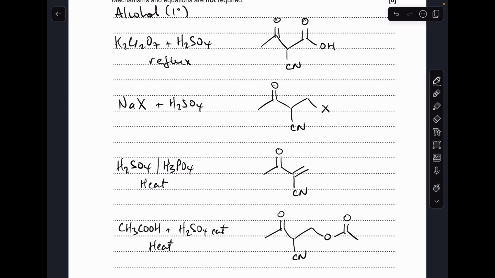And the final reaction of the alcohol group is a reaction between a carboxylic acid, so I've gone for ethanoic acid, and a sulfuric acid catalyst with a bit of heat. And what happens there is the alcohol group becomes an ester.